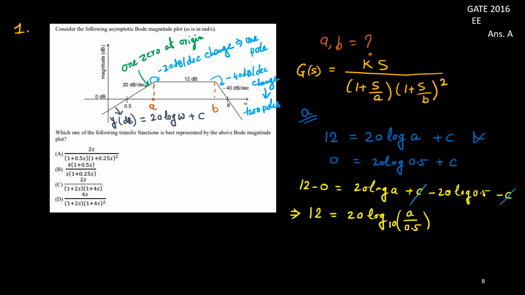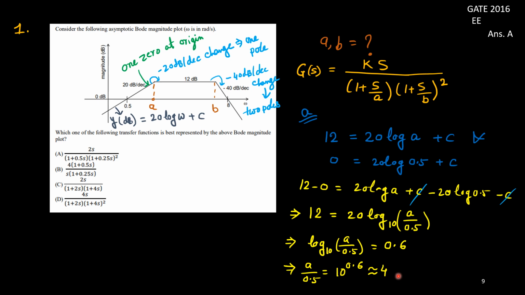Now we can solve for A. Now this is log A upon 0.5 base 10 equals to 12 by 20, that is equals to 0.6. Thus A upon 0.5 equals to 10 to the power 0.6, and that is almost equal to 4.